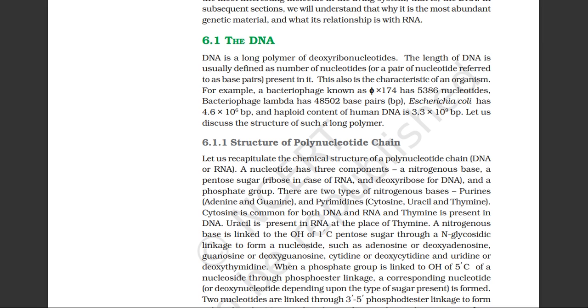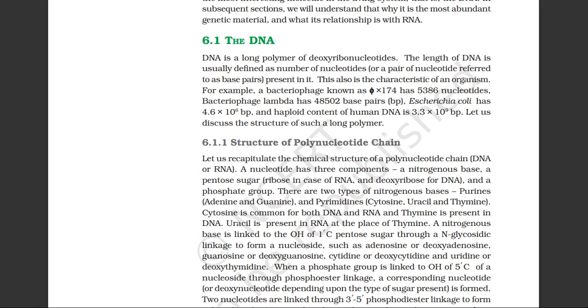For example, a bacteriophage known as Phi X 174 has 5,386 nucleotides. Bacteriophage lambda has 48,502 base pairs, BP. Escherichia coli has 4.6 times 10^6 BP, and haploid content of human DNA is 3.3 times 10^9 BP. Let us discuss the structure of such a long polymer.